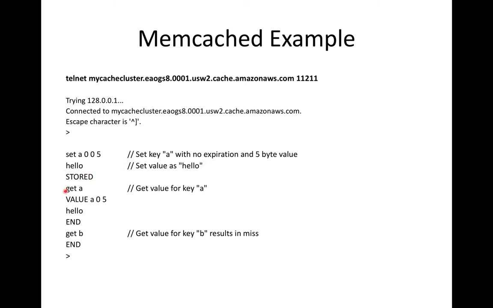Then the application makes another request and it says get the value of A, and Memcache D responds back with the value of A, which is hello. If the application requests the value of B, the value of B hasn't been set yet, and Memcache D responds with a cache miss, and essentially doesn't respond with any sort of value.